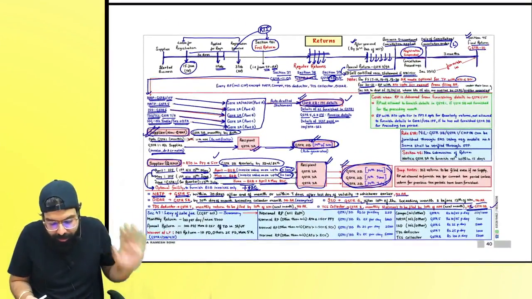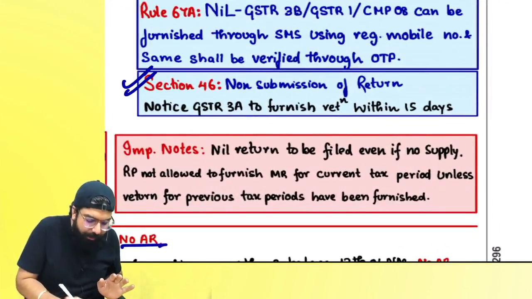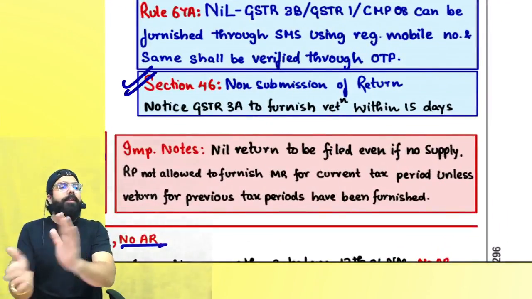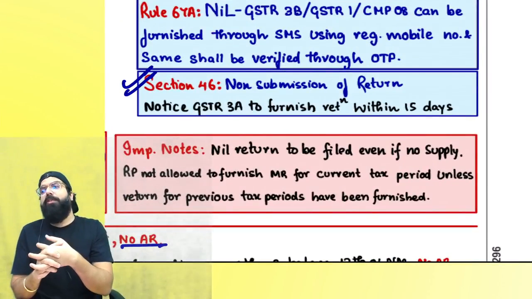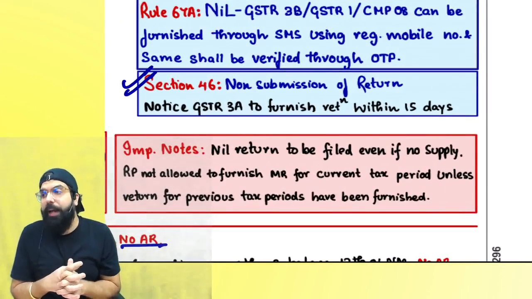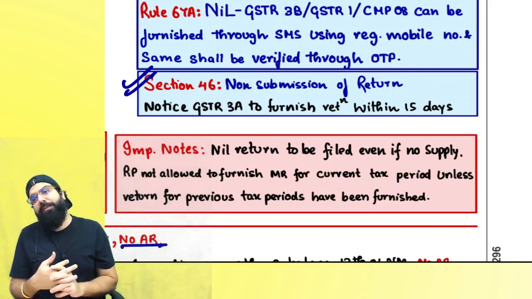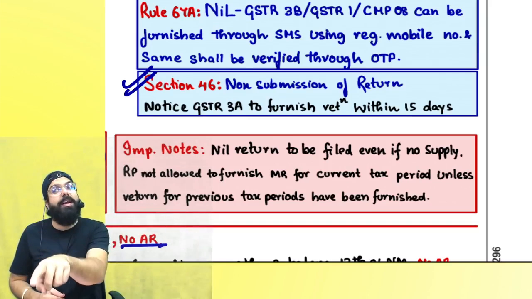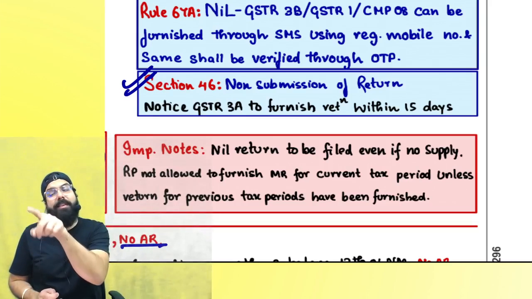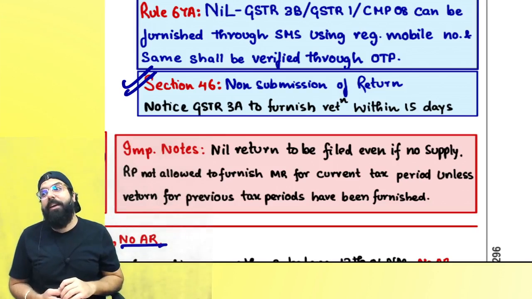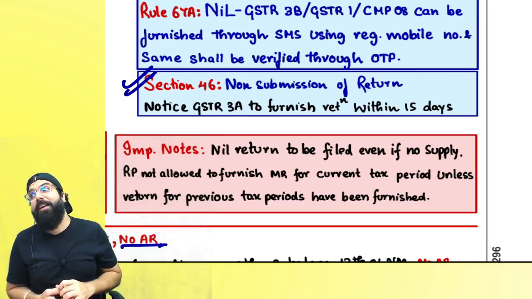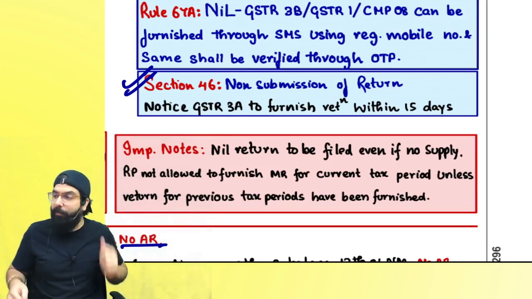Always remember one thing, if you don't go ahead and file your return on time, section number 46 says for non-submission of return on time, notice will be issued in GSTR 3A and you will be required to file the return within 15 days. Non-filing of return within 15 days of the notice under GSTR 3A, best judgment assessment under section number 62 will be done. Can we go ahead, everyone?